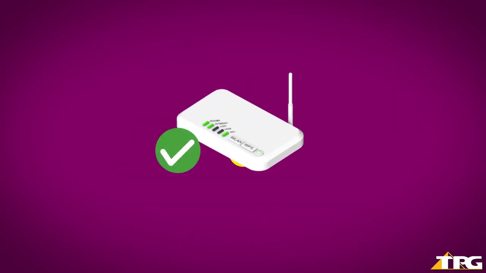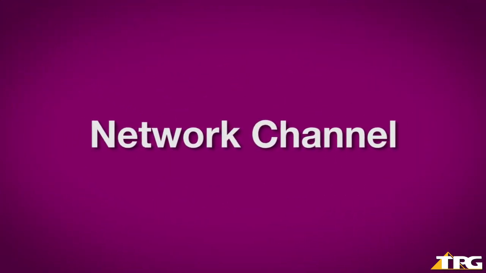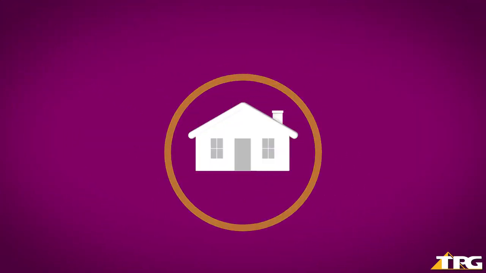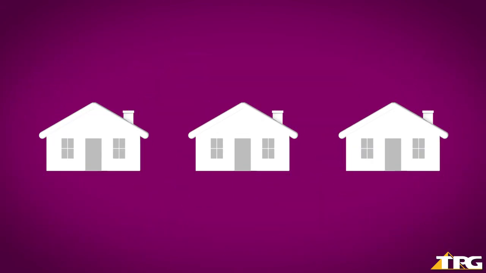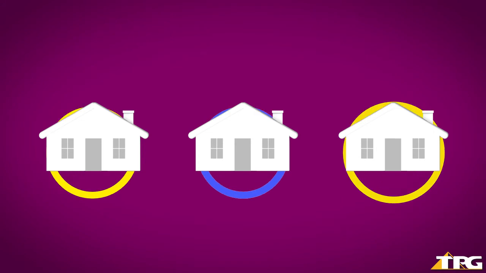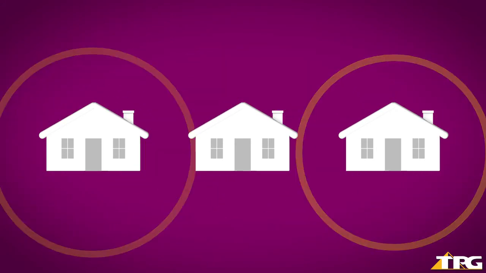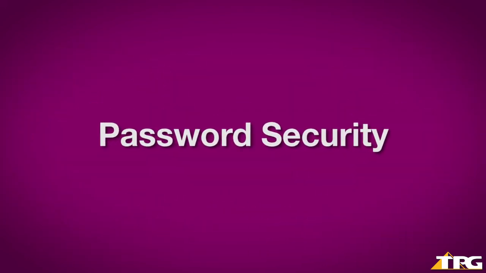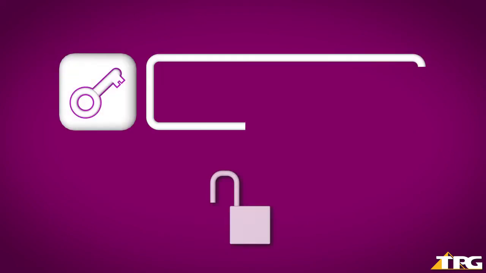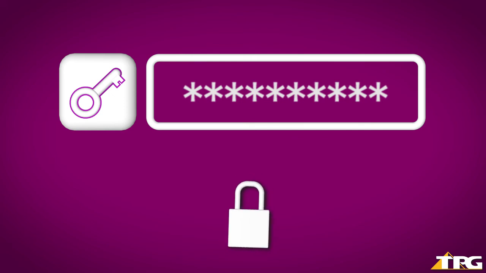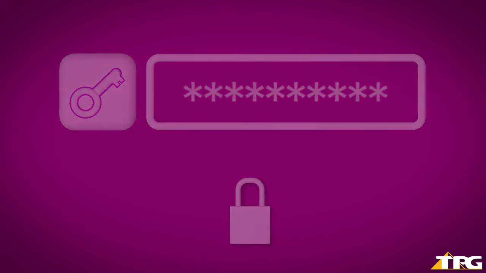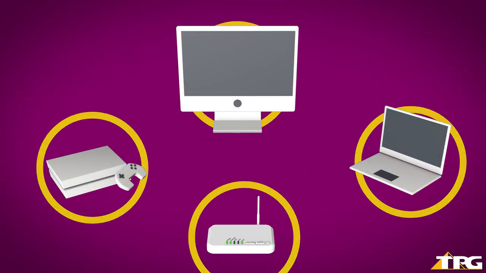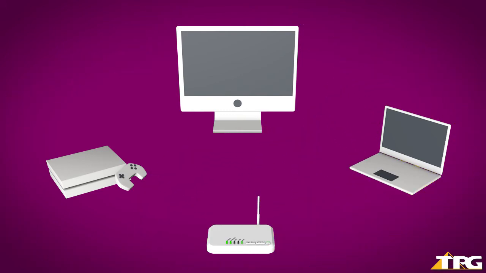Network channel. With so many people making use of Wi-Fi networks in their homes, there can be congestion or interference. Changing your Wi-Fi network channel can sometimes improve your connection. See your modem manual for instructions on how to do this. Wi-Fi password security. To prevent unauthorized access to your Wi-Fi network, always ensure your password is hard to guess and changed regularly. Devices. To prevent additional congestion in your home, turn off connected devices when they are not being used.